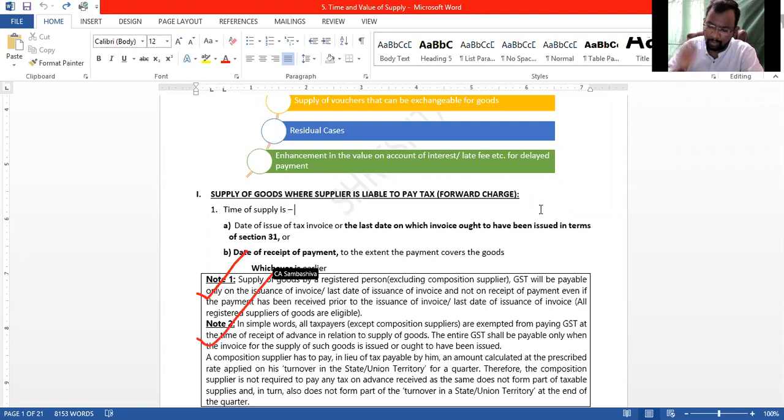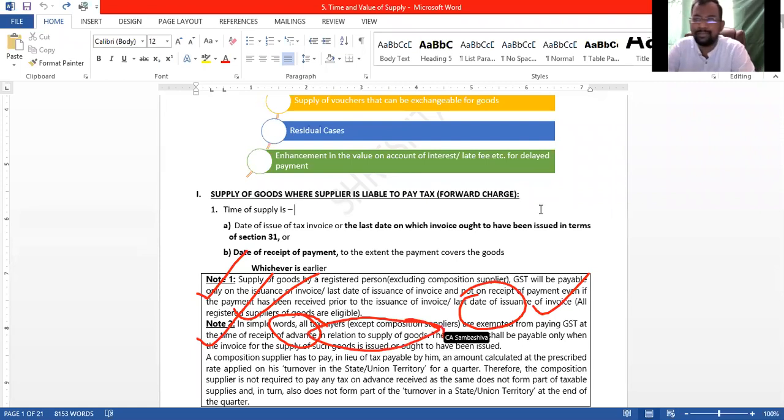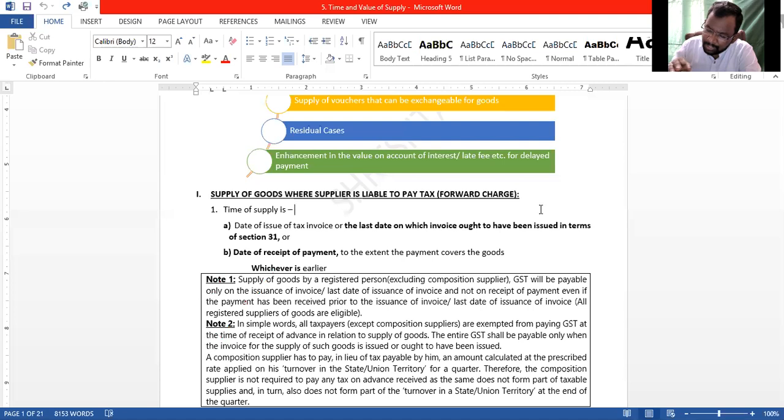నోట్ పాయింట్ నెంబర్ 2 చూడండి. ఇన్ సింపుల్ వర్డ్స్, all taxpayers except to composition scheme suppliers are exempted from paying the GST at the time of receipt of advance in relation to supply of goods. So in simple words, మన క్లియర్ గా చెప్పేశాడు ఇక్కడ. All the taxpayers are exempted from paying the GST at the time of receipt of advance in relation to the supply of goods. The entire GST shall be payable only when the invoice for the supply of such goods are issued or ought to have been issued.